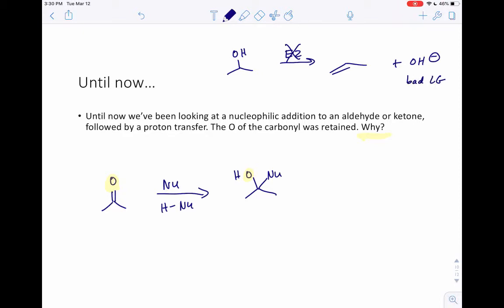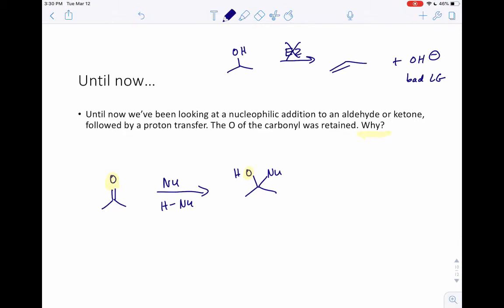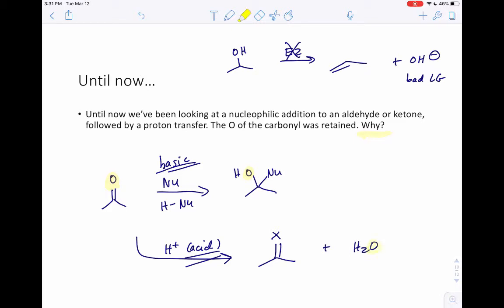Okay, so what was our solution for making oxygen a good leaving group? It was making it water. That's right. And how did we make it water? Well, we used an acid. So we used some sort of acid, and we've been under basic conditions so far. Now we're going to switch it up to acidic conditions, and we're going to see that we form some entirely new functional group. I'm going to make it really weird and generic. And that oxygen of the carbonyl, it's going to totally leave. And it's going to leave as water, which is a good leaving group.